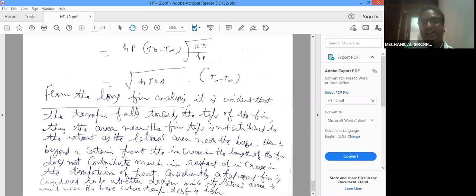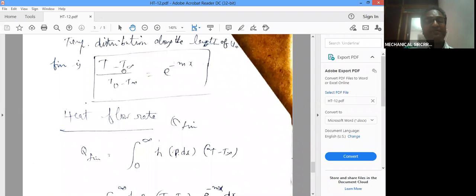Okay, that's all for today. In this class, we have derived two important equations. What are those? The temperature distribution equation for a lengthy fin: (T minus T free stream) divided by (T0 minus T free stream) is equal to e power minus mx. And the convective heat transfer through the fin: Q fin is equal to root hPkA into (T0 minus T free stream).